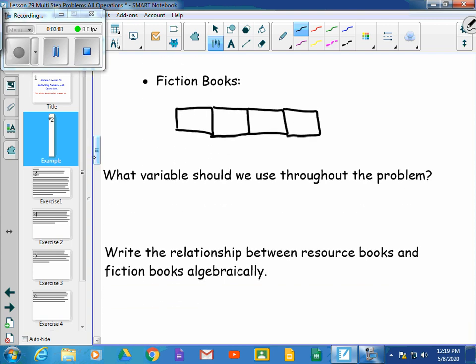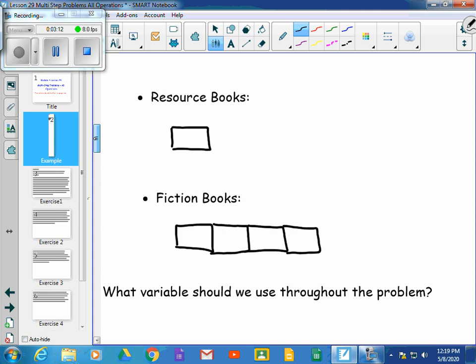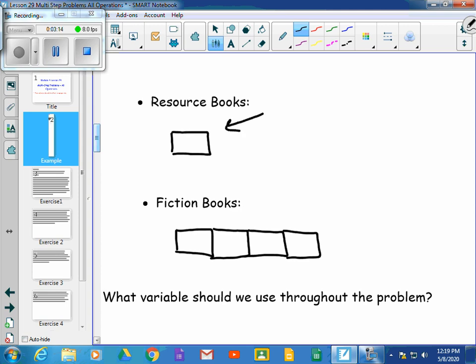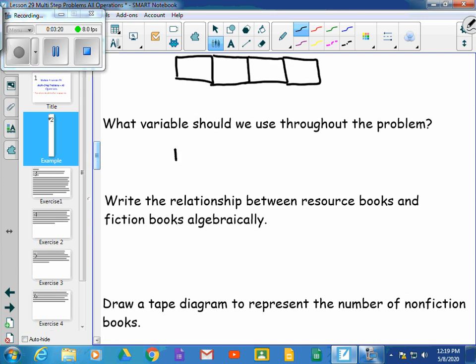It says, what variable should we use throughout the problem? Well, I'm going to look at my tape diagram that I have so far, and I know that there's only one piece right there, and that represents the resource books. So I'm going to let that represent R. So we're going to use R, which represents the number of resource books in the library.